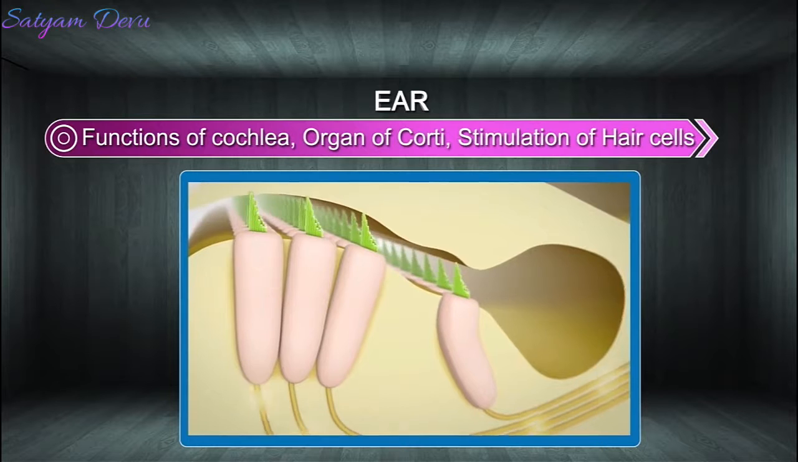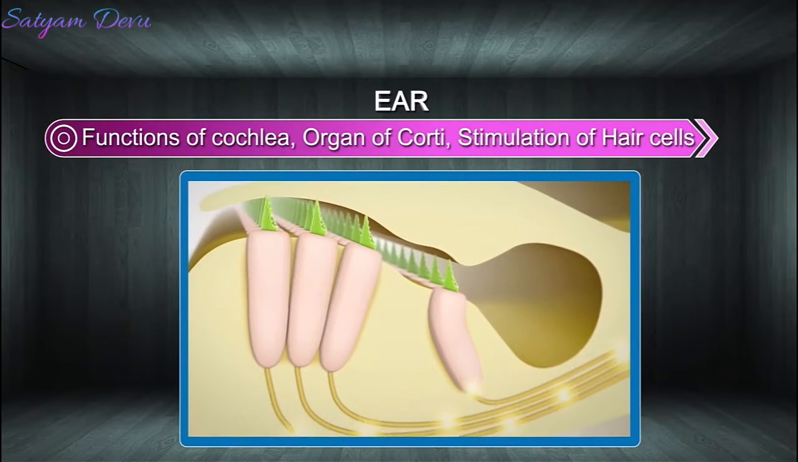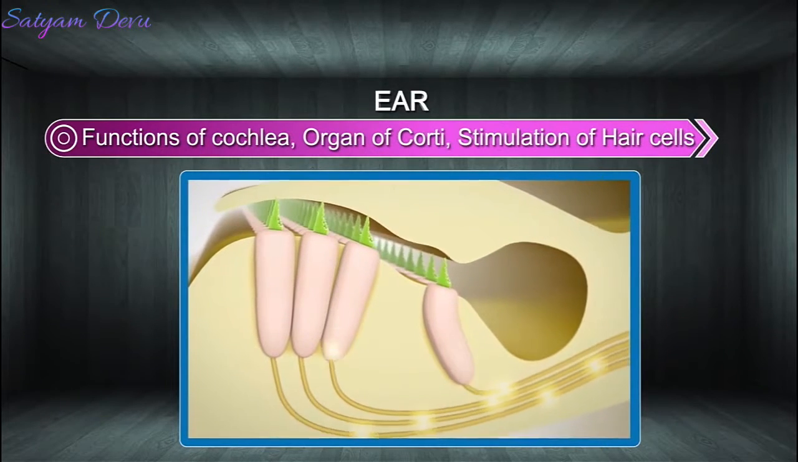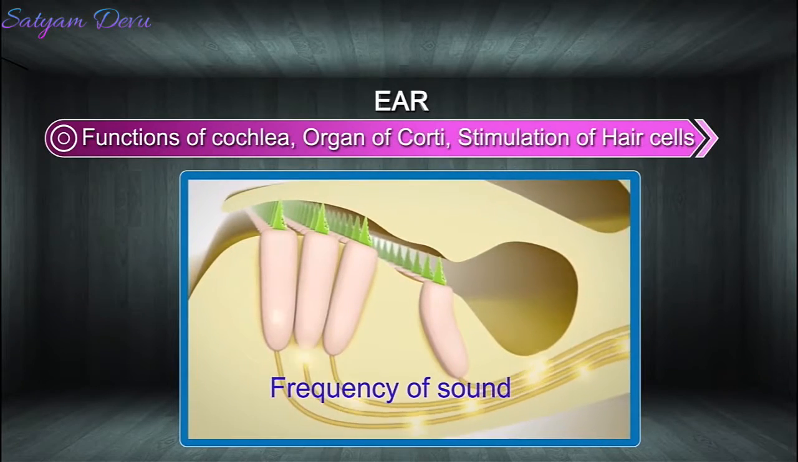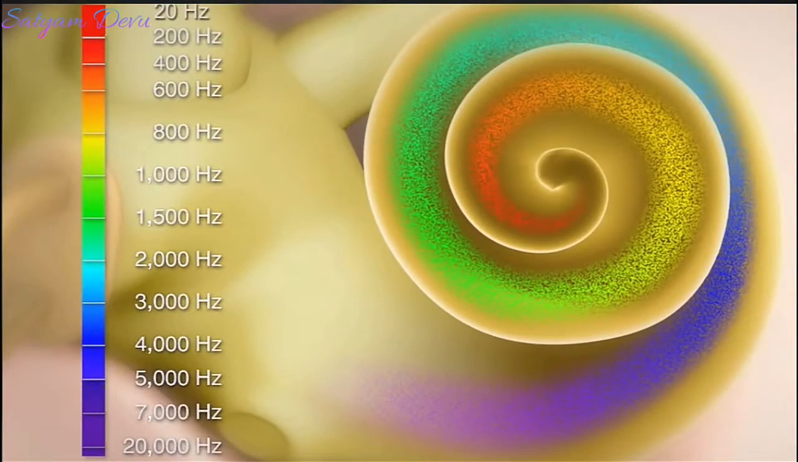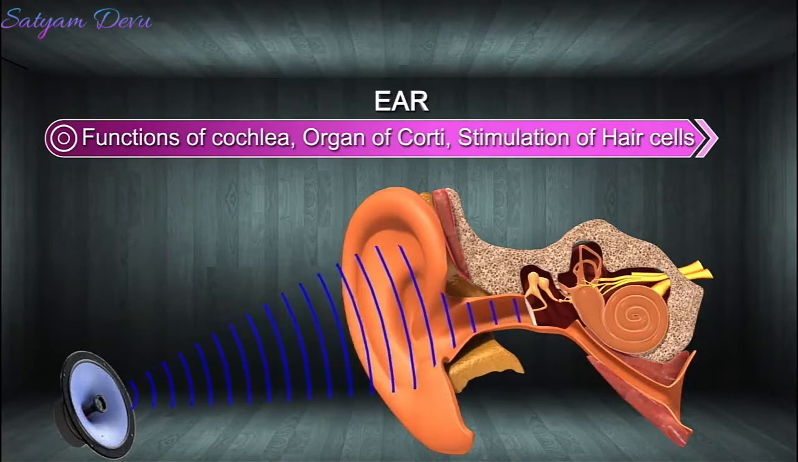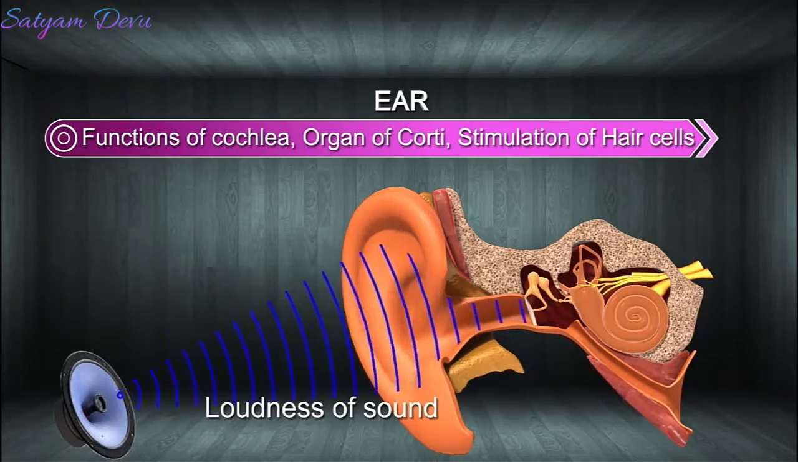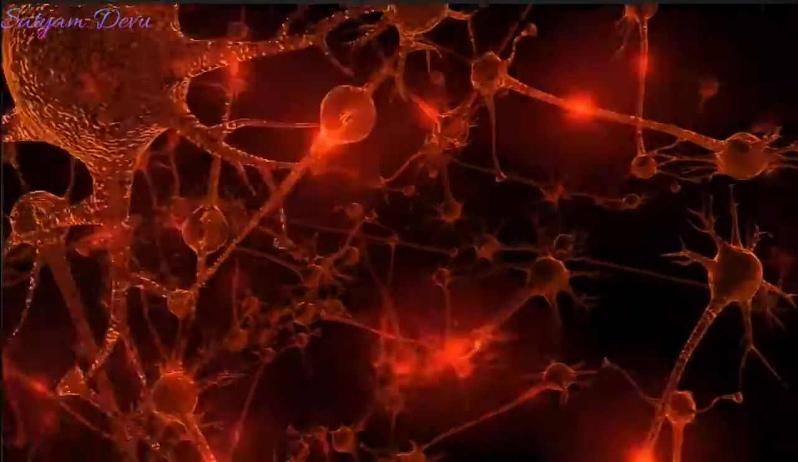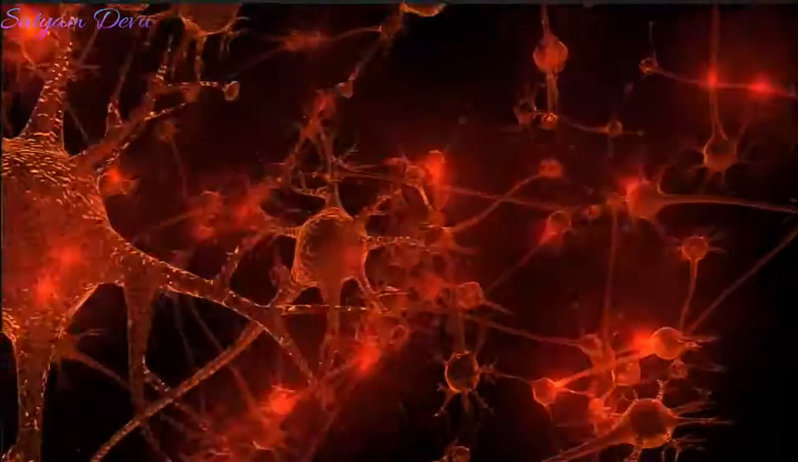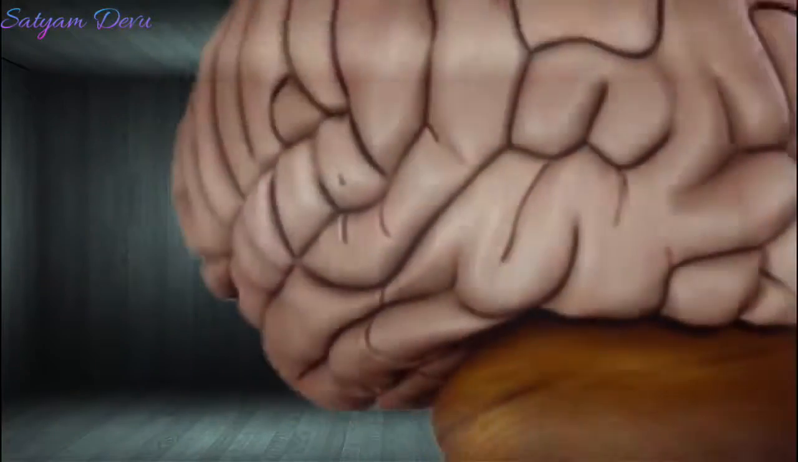The site of maximum distortion in the organ of Corti is determined by the frequency of sound. For high-pitched sounds, the maximum height of the waves is near the base of the cochlea, and for low-pitched sounds, it is near the apex. The extent of distortion is determined by the loudness of the sound. Interpretation of these impulses is made in the auditory cortex.